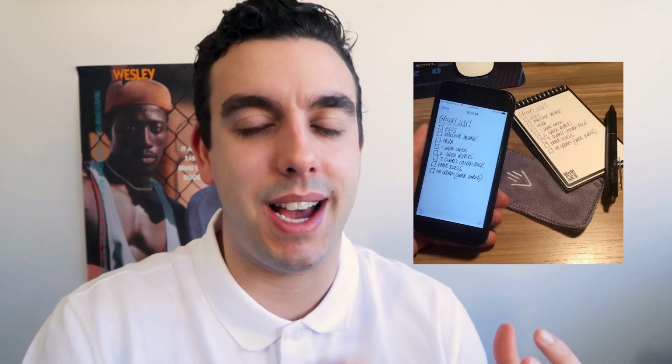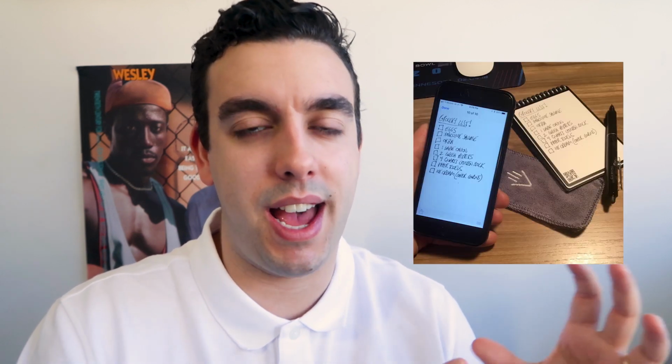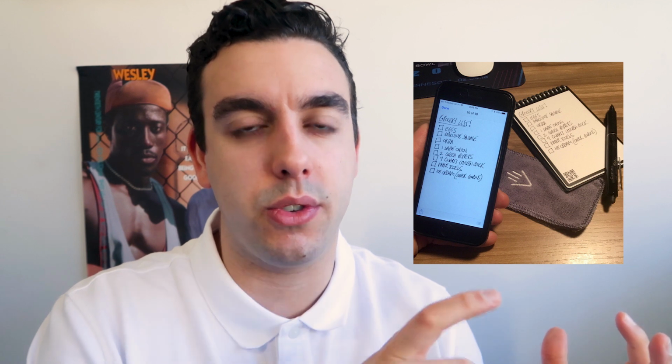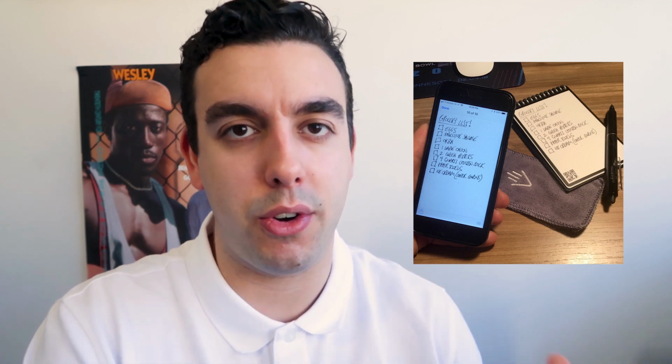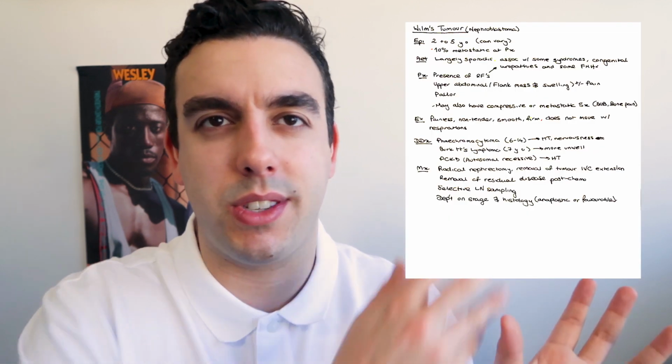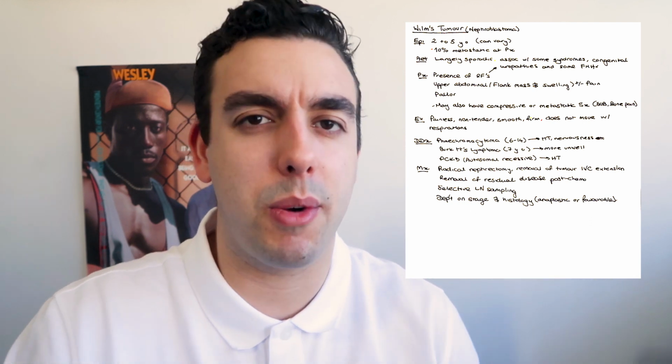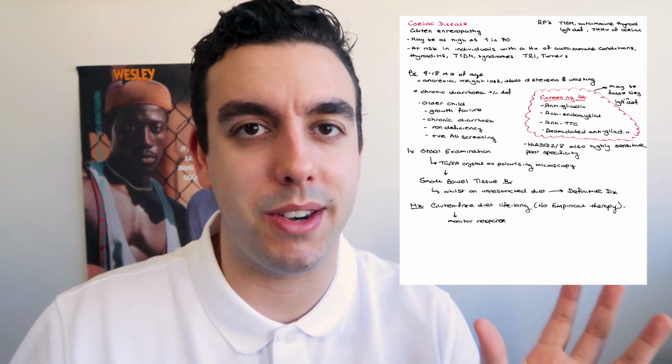So like I said, I was a pen and paper person, so I used something called Rocketbook, which I'll put an example of here. Basically, it's this really cool technology where you can write pen and paper on a book and use a phone to PDF scan your notes into the cloud. And the notes look kind of like this. So if you're a pen and paper person, I highly recommend Rocketbook.